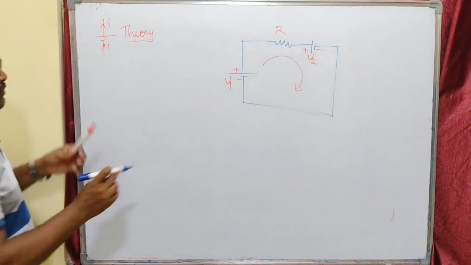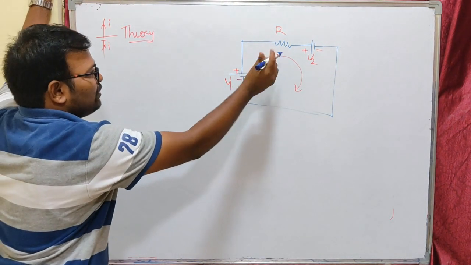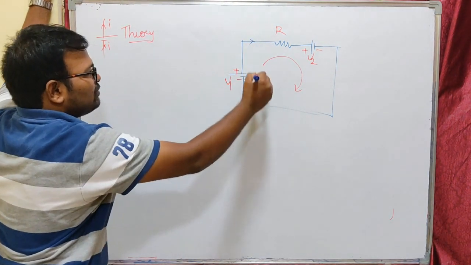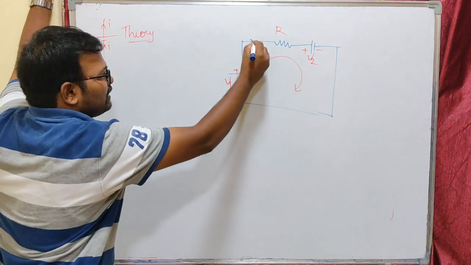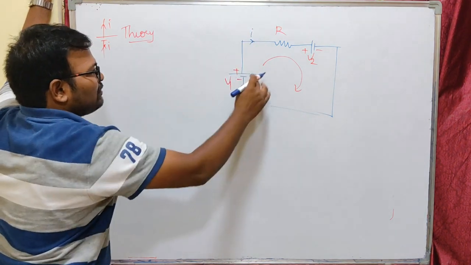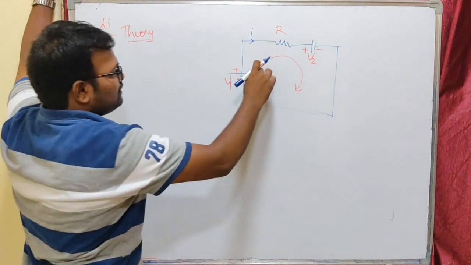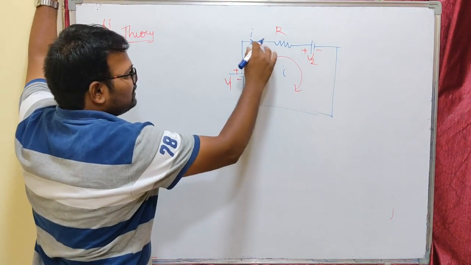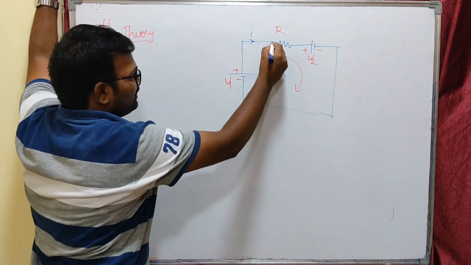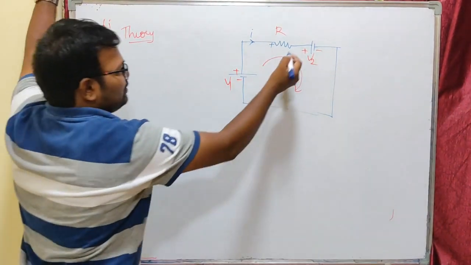I am going to consider the first terminal of each element. Let us assume current is flowing in this direction. This is my assumption. You can also take the reverse, that is also true. So I am considering current flowing in this direction I. So this is the direction of current. So this will be the positive terminal, the first terminal of the resistor. This will be the second terminal.